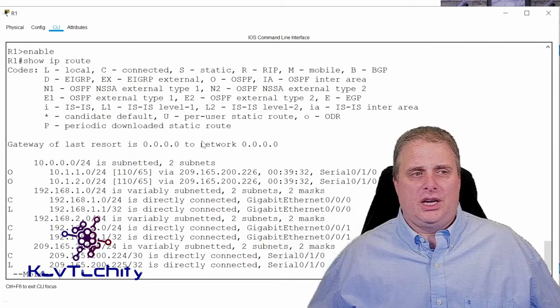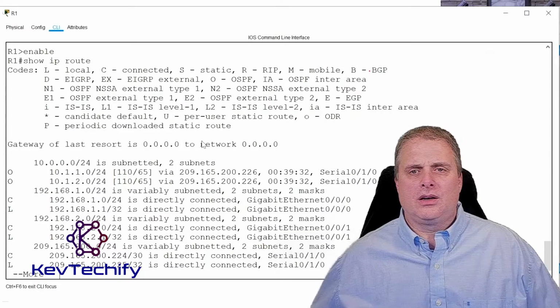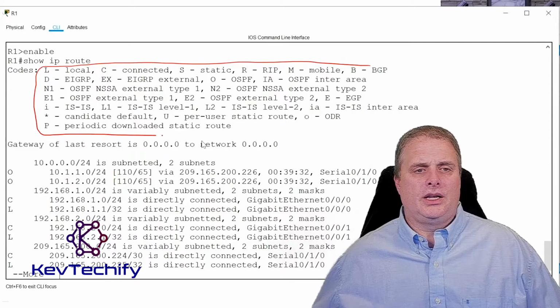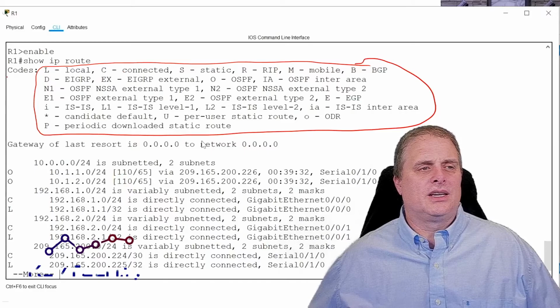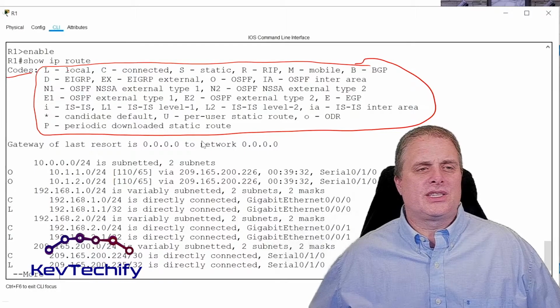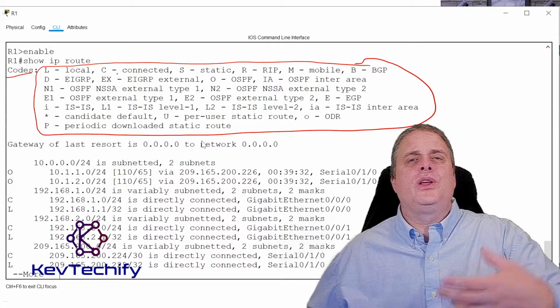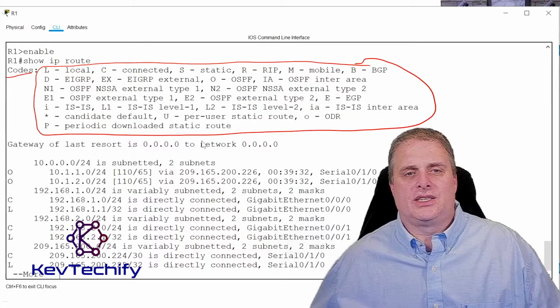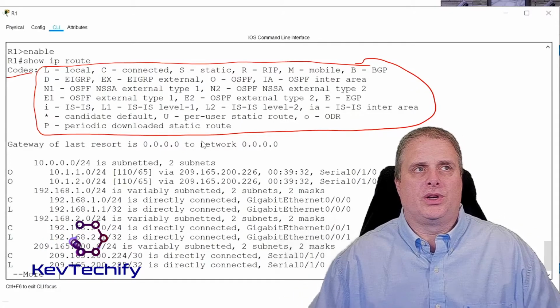This is what we're looking at. As we look here, there's some information. The top part right here, this section right in here, is labeled by codes. This is a listing of all these single or multiple letters showing how we learned about this particular network. Is it local? Is it connected? Is it static? Did we learn about it through RIP or mobile or BGP? That's what these codes are showing us at this point in time.